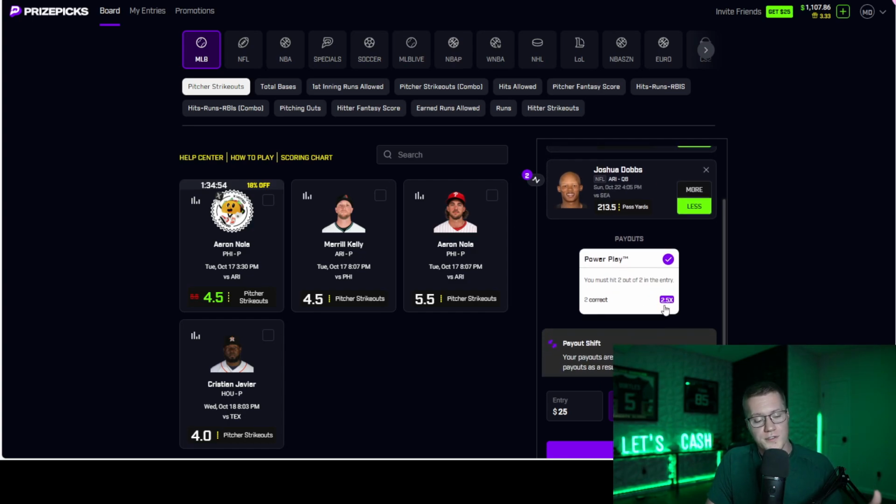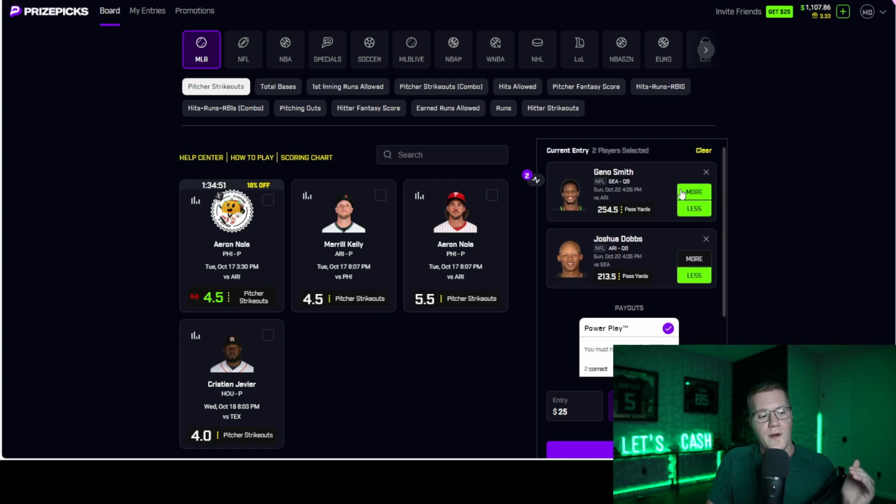PrizePicks, however, does alter the odds on 2 unders, which is why we start out by recommending 2 overs, because obviously we don't want to alter the payouts. And this is where the positive correlation strategy comes into play.